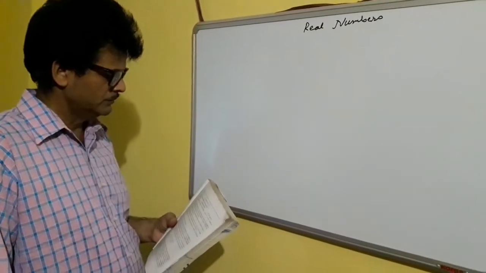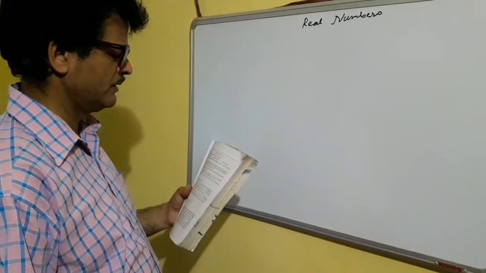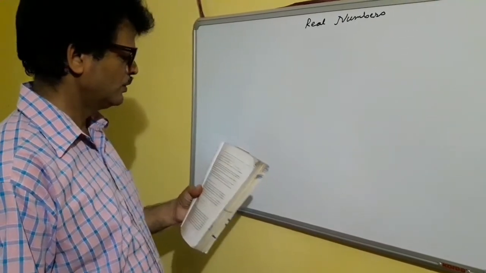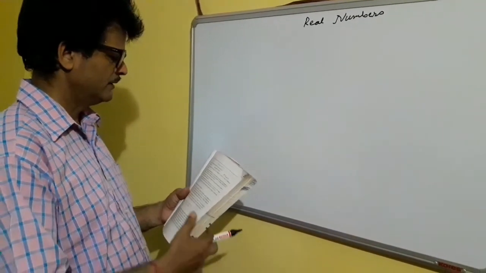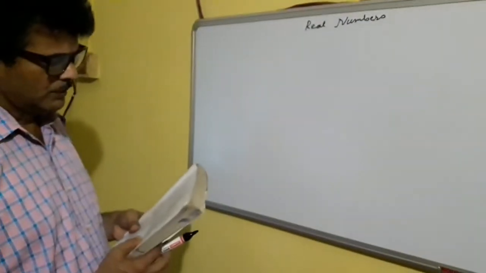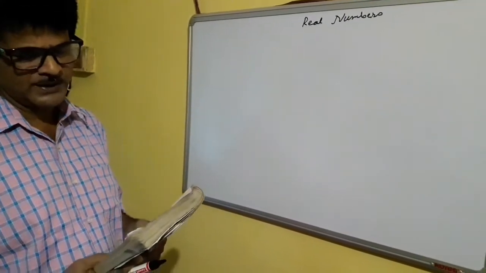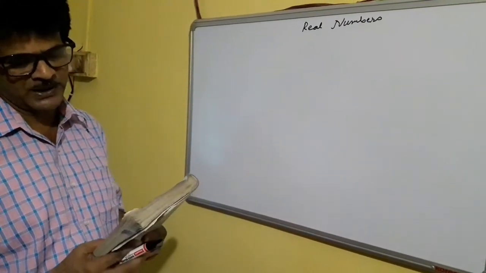Next exercise, question number 2. Show that any positive odd integer is of the form 6q plus 1 or 6q plus 3 or 6q plus 5, where q is some integer. So what we have? A positive odd integer is of the form 6q plus 1, 6q plus 3 or 6q plus 5.